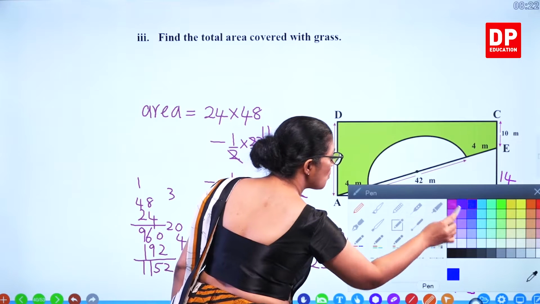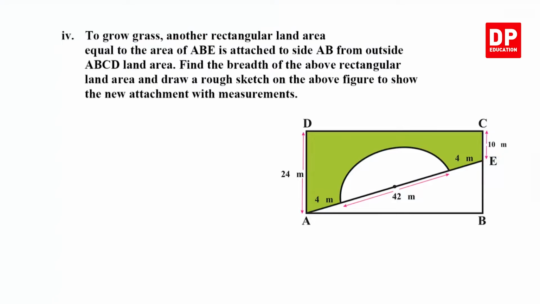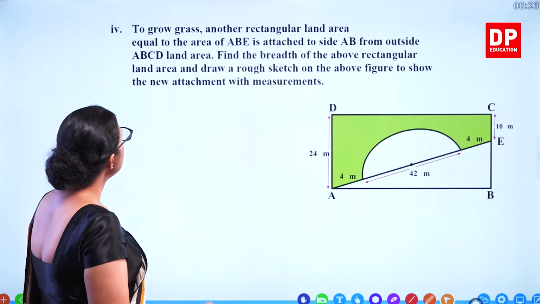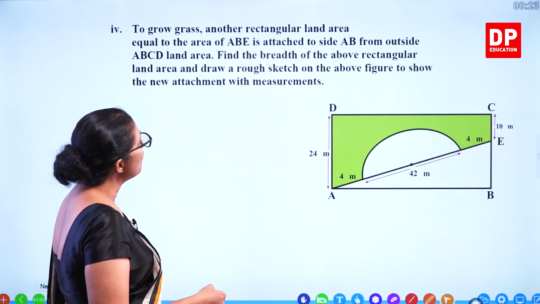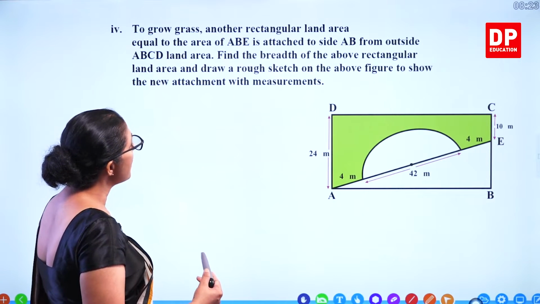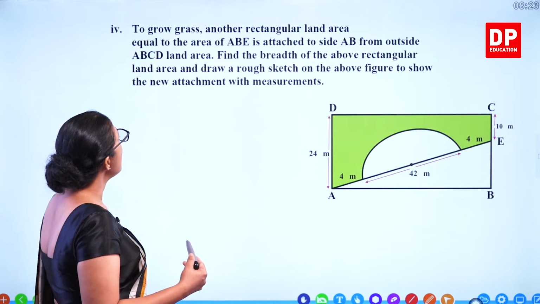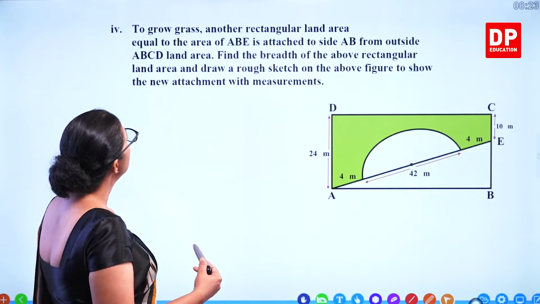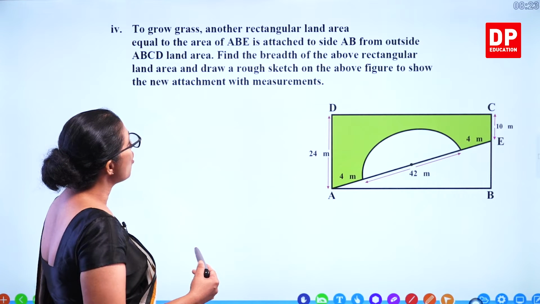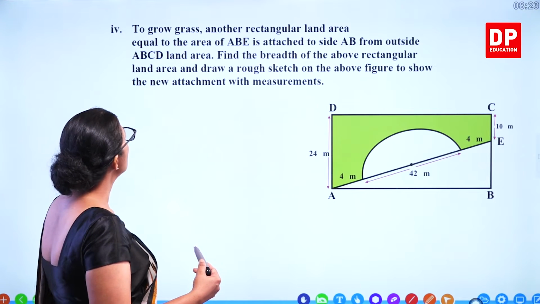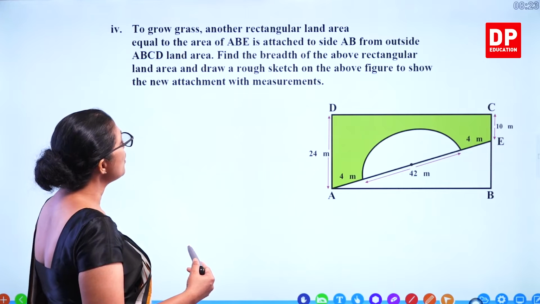Now we'll look at the next one. To grow grass, another rectangular land area equal to the area of ABE is attached to the side AB from outside the ABCD land area. Find the breadth of the above rectangular land area and draw a rough sketch on the above figure to show the new attachment with measurements.